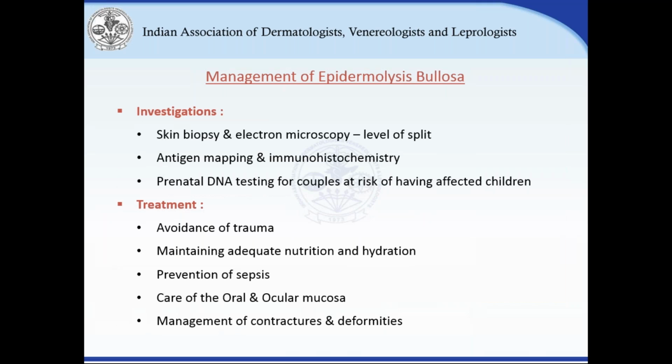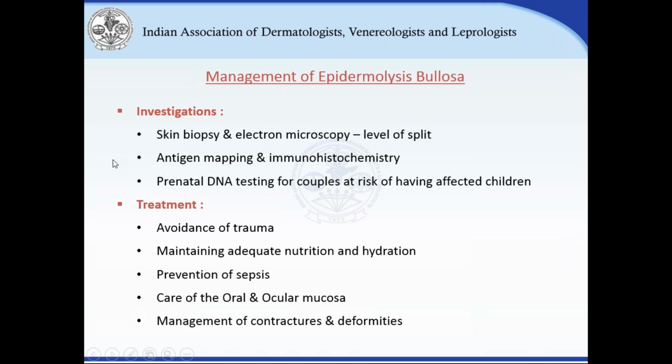So in this, the investigation consists of a skin biopsy, which is available at most places, and electron microscopy to detect the level of split. Electron microscopy is not available at most places, so you can go for fluorescence overlay antigen mapping, in which we tag the antibodies against particular antigens, in this case like bullous pemphigoid antigen 2, BPAG2, or laminin 5, and we can see, it's like an ELISA. We can detect whether these antigens are present in the skin or not.